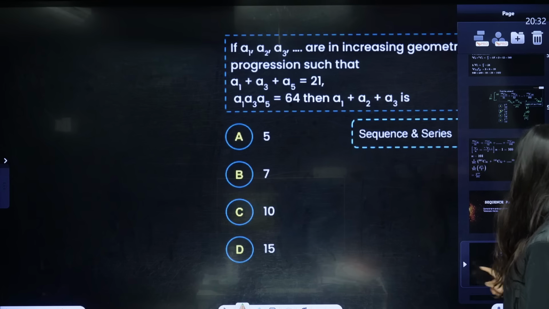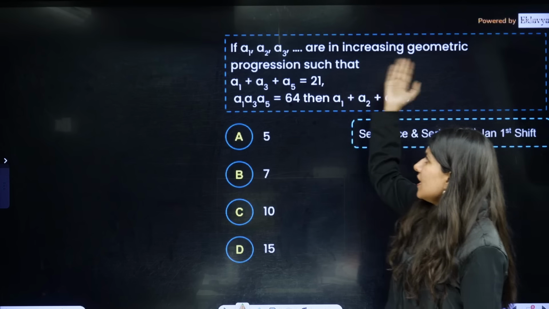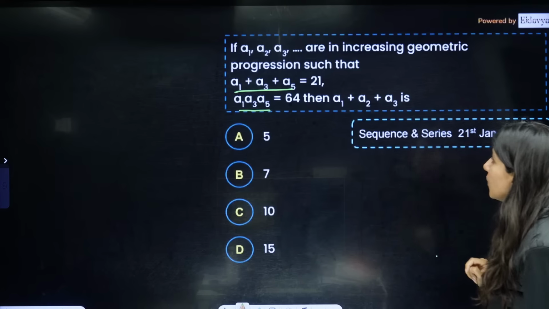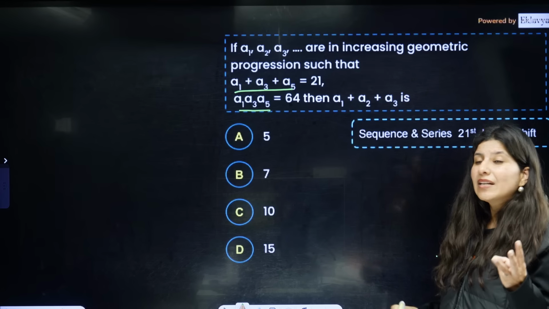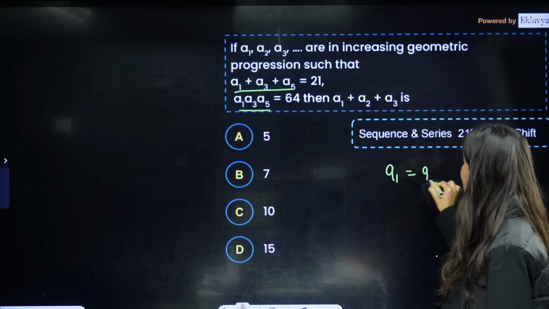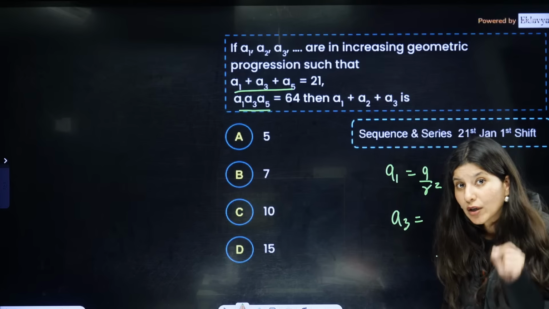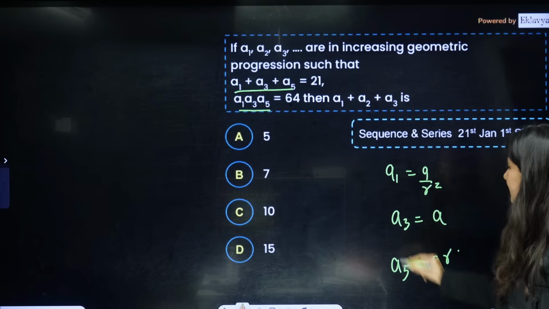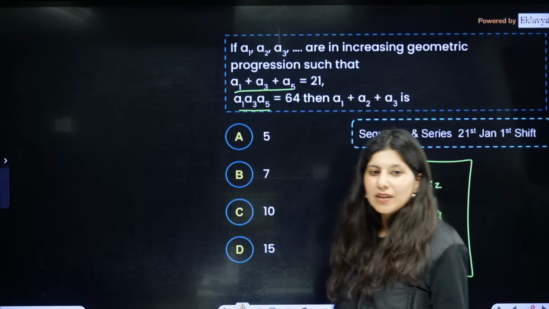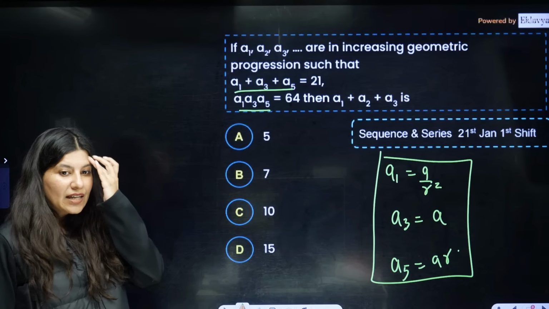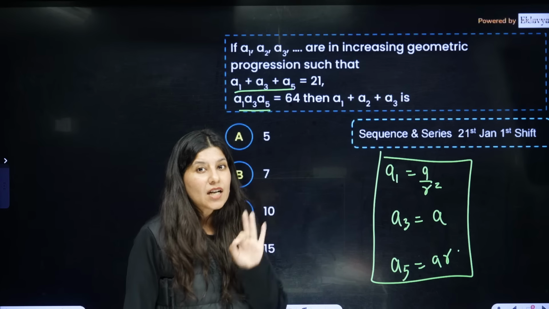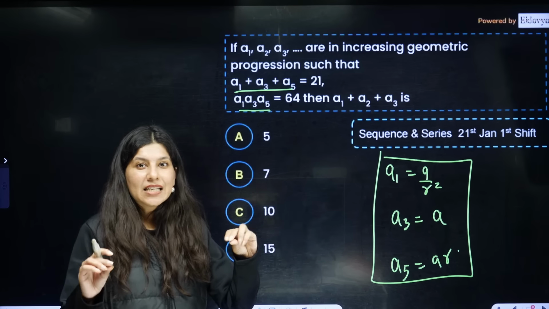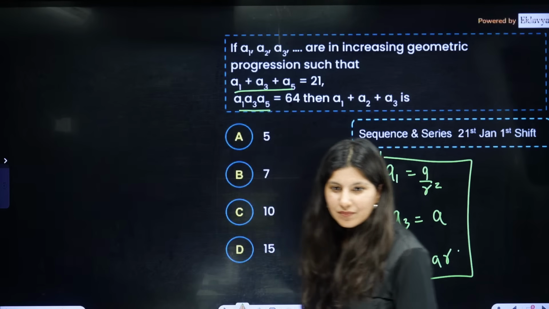Let me show it to you. Again this type of question, a GP is there. 3 terms of GP sum, 3 terms of GP product. Make sure that you know how to take terms whenever 3 terms are involved. Here A1 has to be A by R square, A3 has to be the middle, and A5 will be AR square. Whenever product is there, especially in GP, take it like this. If 5 terms are talked about in GP, this is how you should take the terms. If you take them in this manner, trust me, this calculation is going to be absolutely smooth like butter.